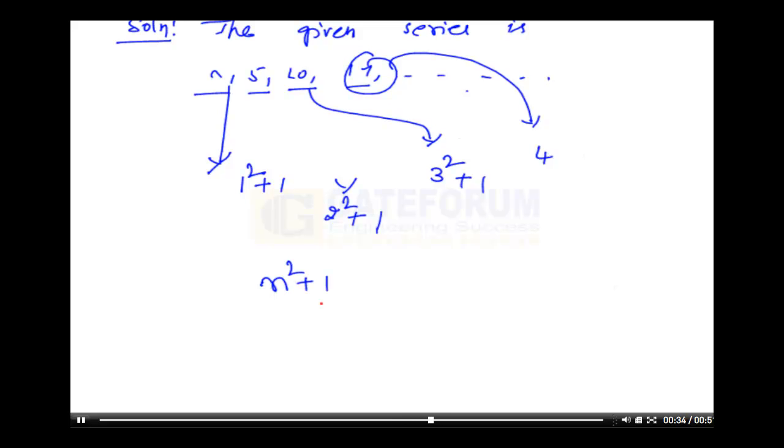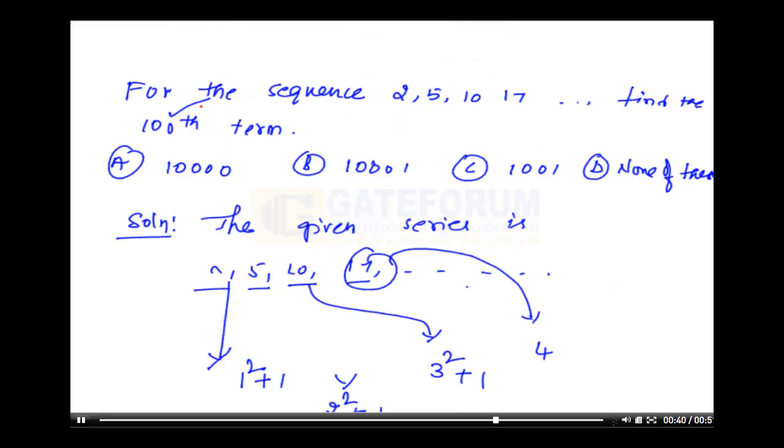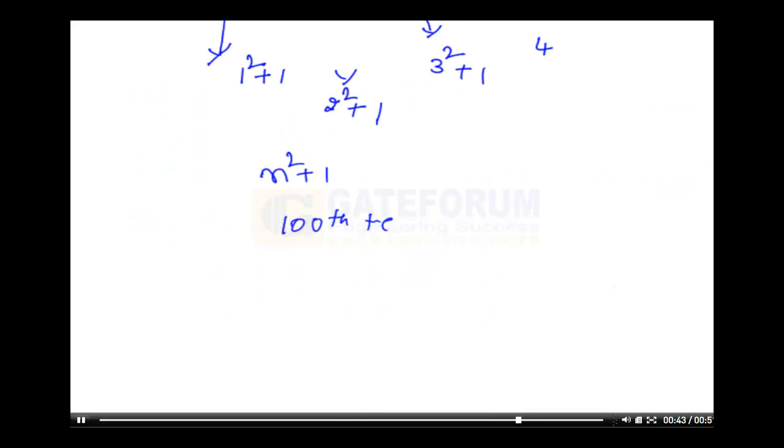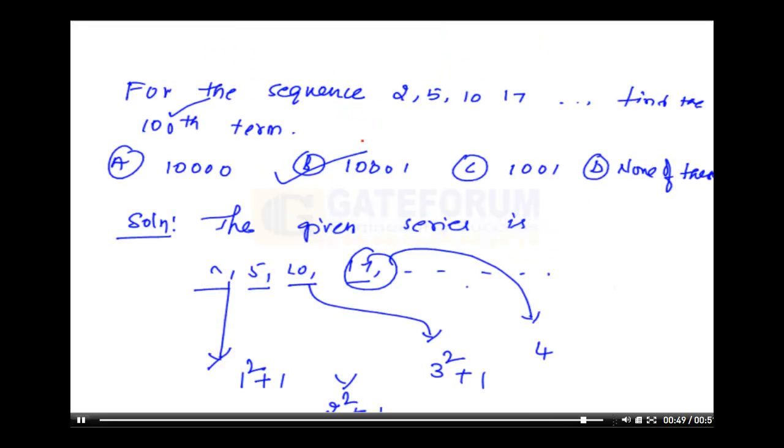Now, if it is the first term, it is 1 square plus 1. Second is 2 square plus 1, so on up to nth term. Now, we need the 100th term. So, obviously, 100th term will be 100 square plus 1, which is nothing but 10,001. That is option B.